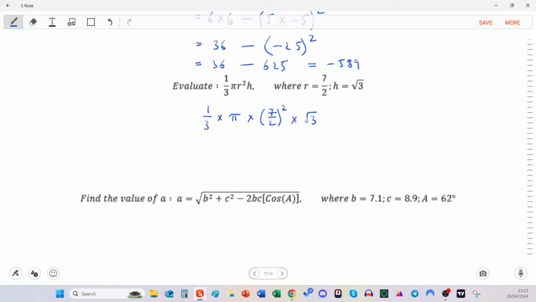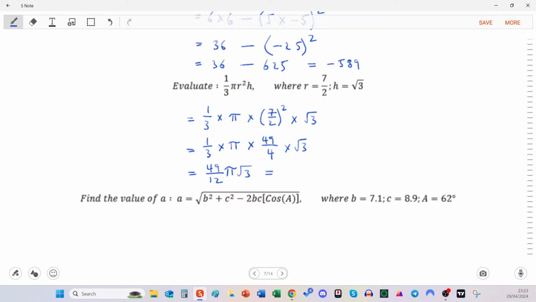Yeah, so where do we go from here? Well, we have to evaluate it, and you can write it in terms of pi, I suppose, but let's take it a bit at a time. 49 over 4 times root 3. And we've got the two fractions we can handle now. Pi and the root, a little bit separate. So we're going to do the fractions. 49 over 12. Just multiply the top, multiply the bottom. Pi root 3. Now that would be our exact answer. You can leave it like that.